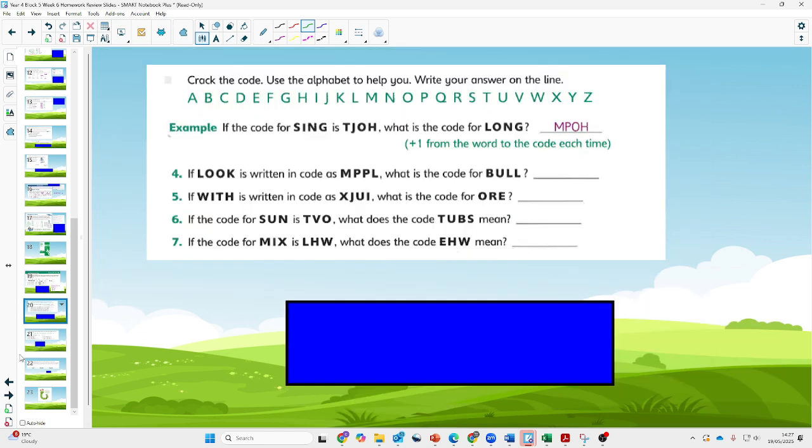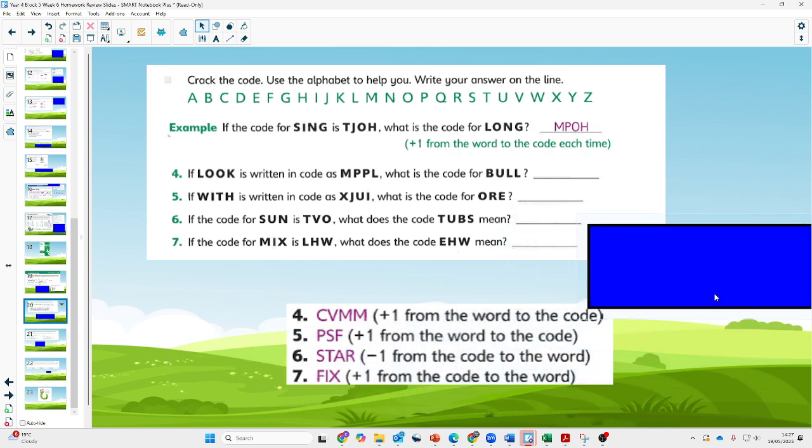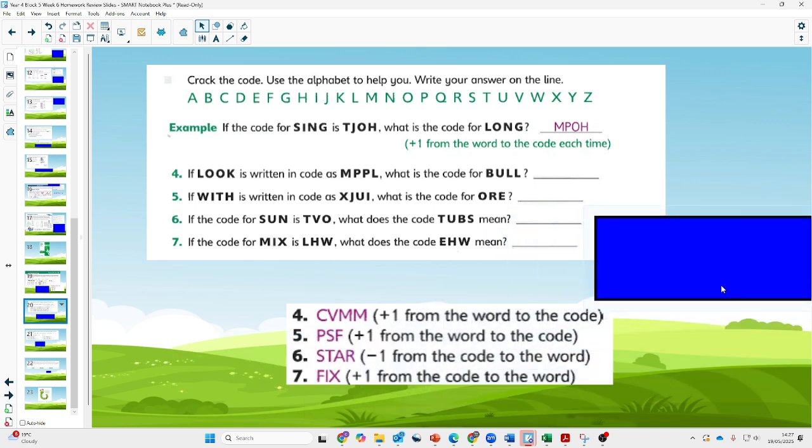Okay, we move on now to our code questions. So again, I'm just going to reveal the answers so you can see what they are. There we go. So you've got CVMM for number 4, PSF for number 5, number 6 is star, and number 7 is fix. Now, I think it's probably worth me just going through maybe number 4, just so you're clear about what to do. So it's very dependent on whether you're given a code or a word to the direction that you're counting in. But let's just read the question. If look is written in code as MPPL, what is the code for bull? So because we're given a word, we know we're going to be counting from word to code.